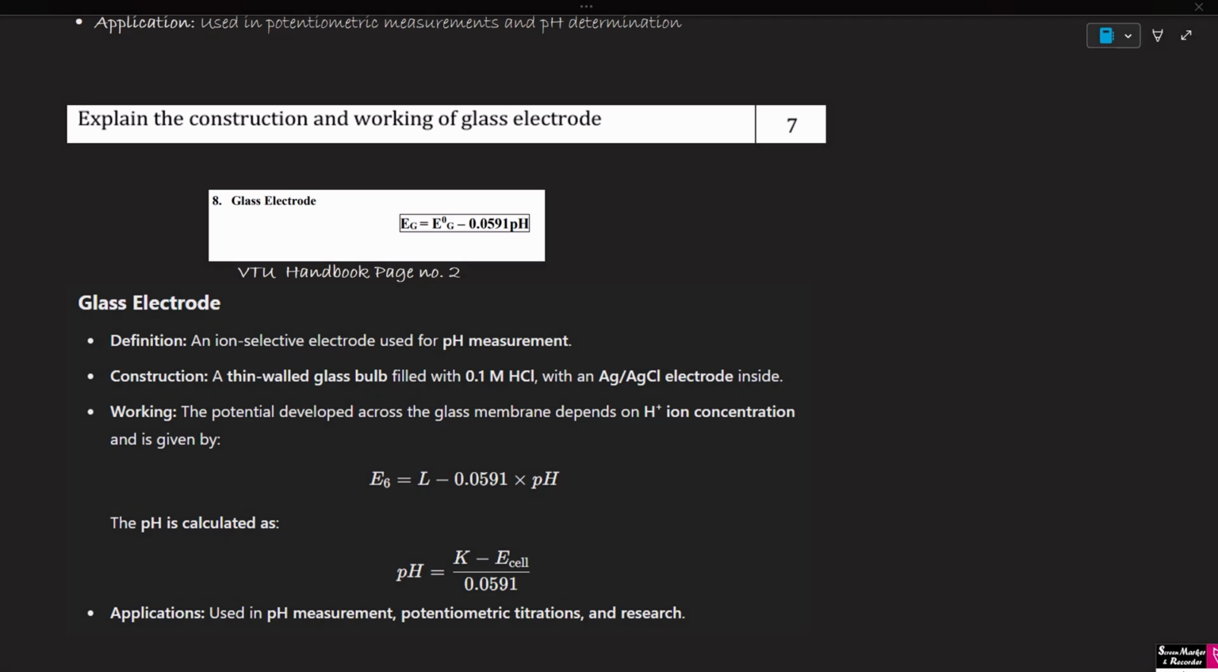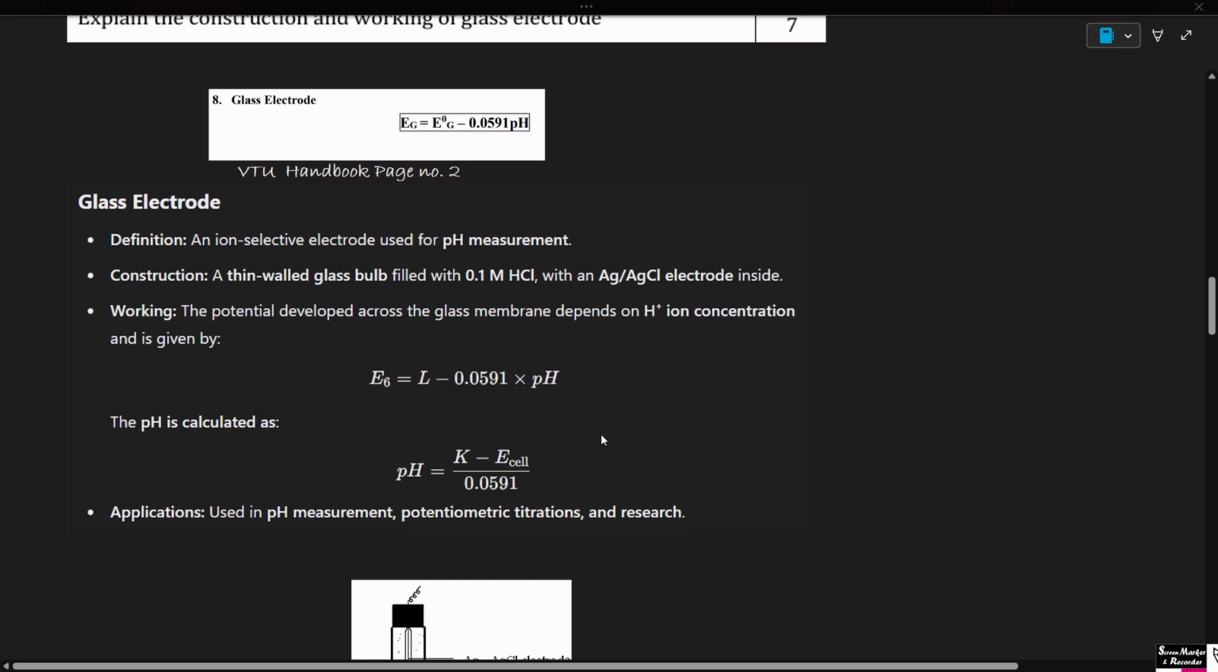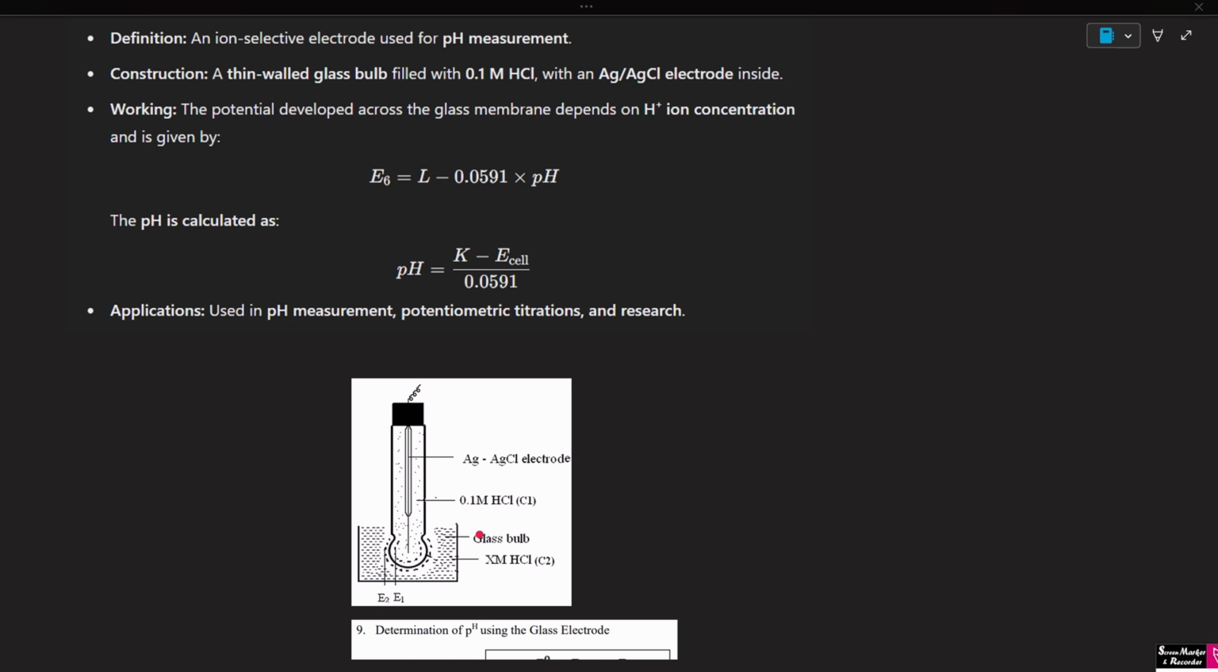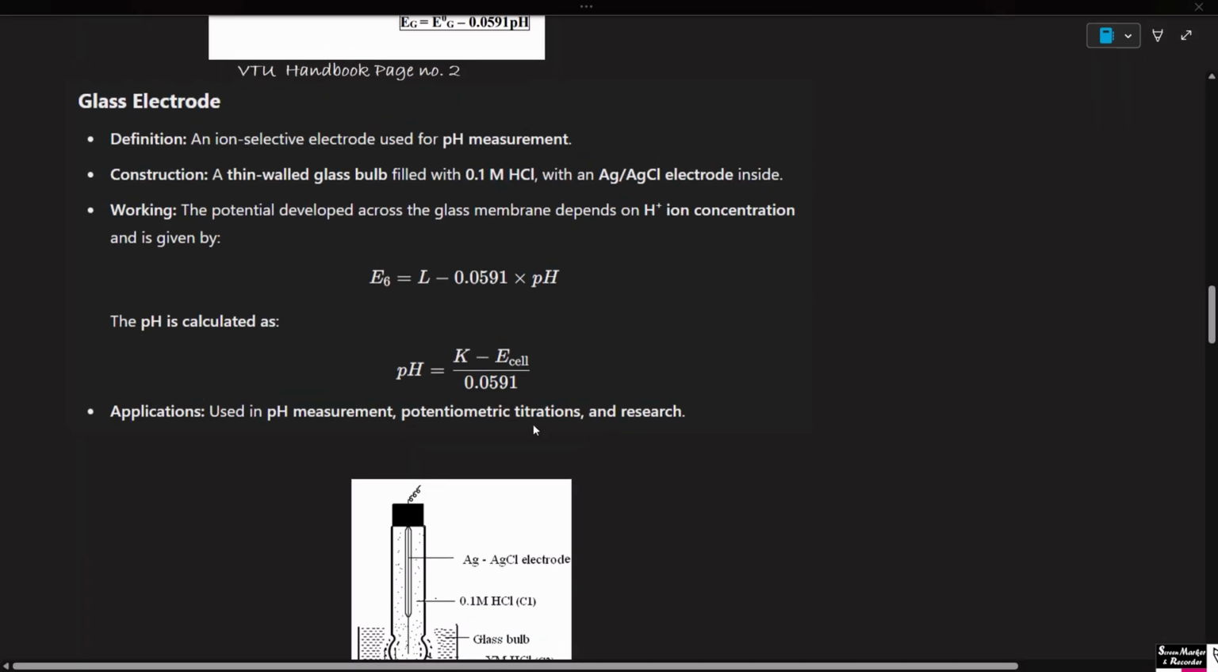pH means power of hydrogen, which is used to detect the acidic or basic nature a solution or any material has. Construction: a thin wall glass bulb filled with 0.1 M HCl with Ag or AgCl. Ag means silver, or silver chloride inside. So you can see here a thin glass bulb with Ag or AgCl electrode. You need to draw this diagram as it carries marks.